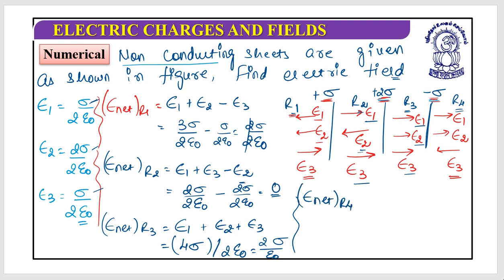And last, E net due to R4. Here E1 and E2 are in the same direction and E3 would be in the opposite direction, so this should be written as E1 plus E2 minus E3. Now adding this, sigma plus 2 sigma is 3 sigma minus sigma, so this is 2 sigma by twice epsilon naught, that is sigma by epsilon naught.